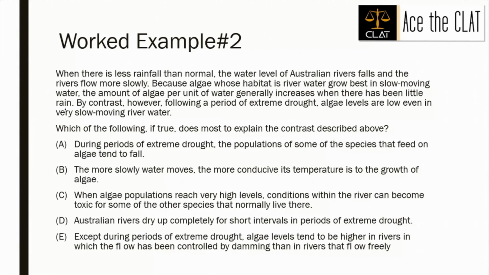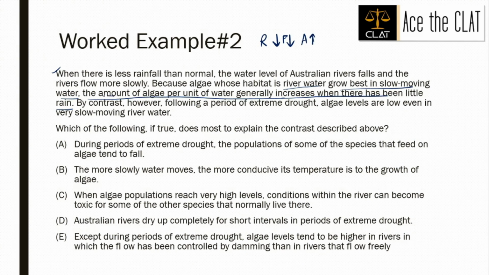This is our second worked example. It says that when there is less rainfall than normal, the water level of Australian rivers falls and the rivers flow more slowly. Okay. Because algae, whose habitat is river water, grows best in slow moving water, the amount of algae per unit of water generally increases when there has been little rain. Okay, let us understand what is going on. So when there is less rainfall than normal, the water level of river falls and the rivers flow more slowly. That means the flow of the river becomes slow. And due to the fact that the habitat of algae is river water and it grows best when it is slow moving, its amount increases.